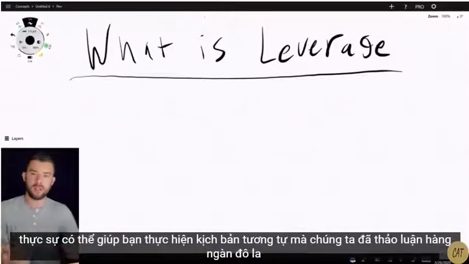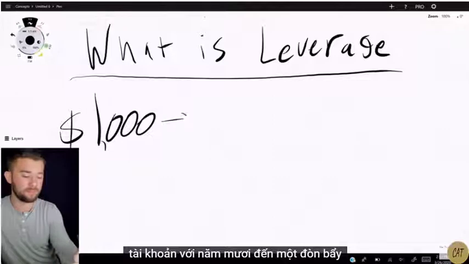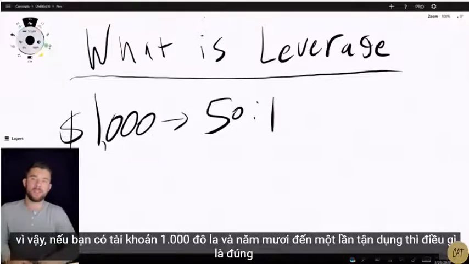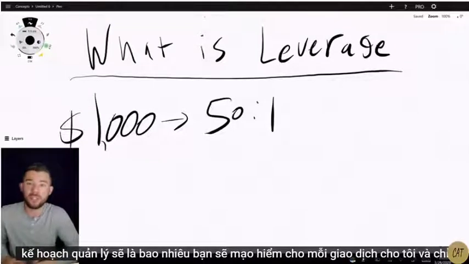Same scenario we've been discussing. $1,000 account with 50 to 1 leverage. So if you have a $1,000 account and 50 to 1 leverage, what's the correct way of using that leverage? Well, it's first to decide what your risk management plan is going to be. How much are you going to risk per trade?